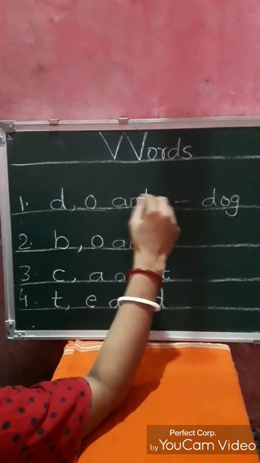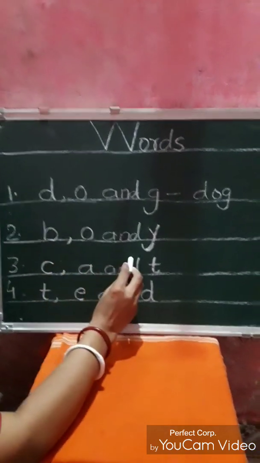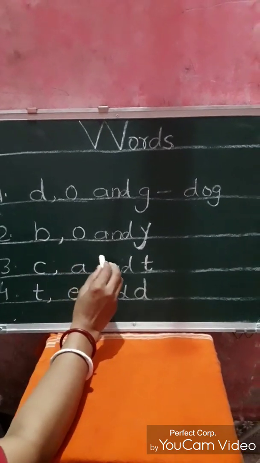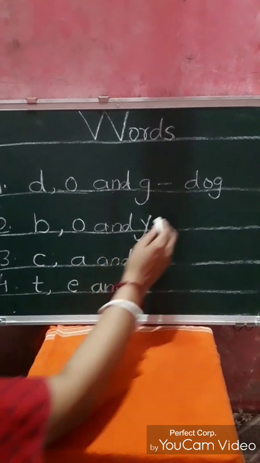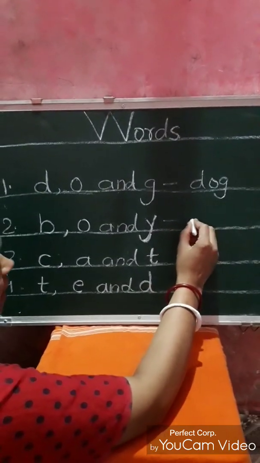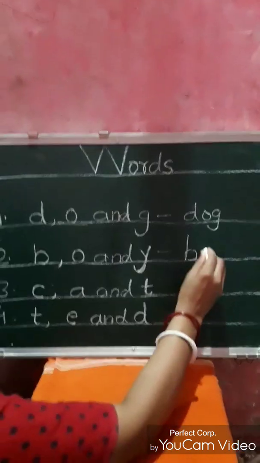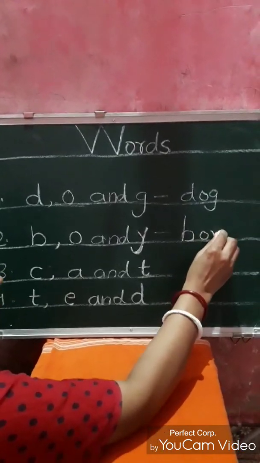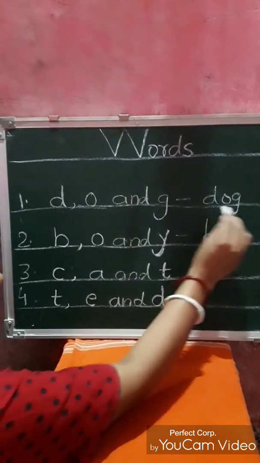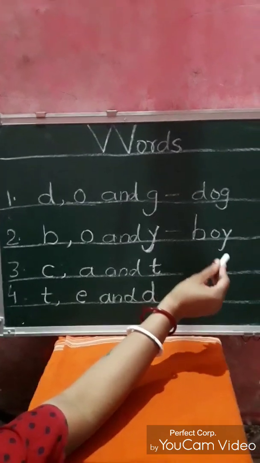Like that only, in number 2 BOY, 3 letters are given, but these 3 letters separately don't have any meaning, but when we write them together like this, it becomes BOY. So after writing it becomes a word and it has meaning. Boy means ladka.